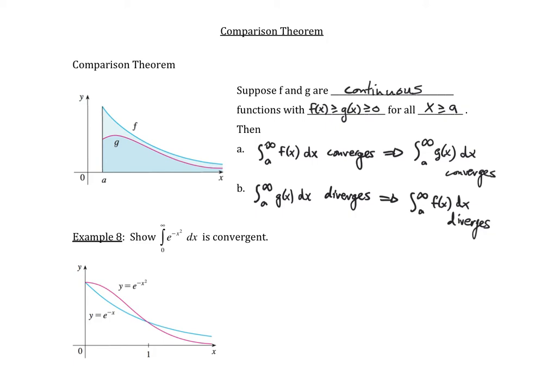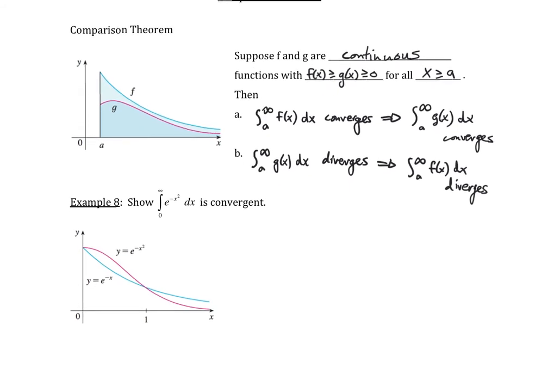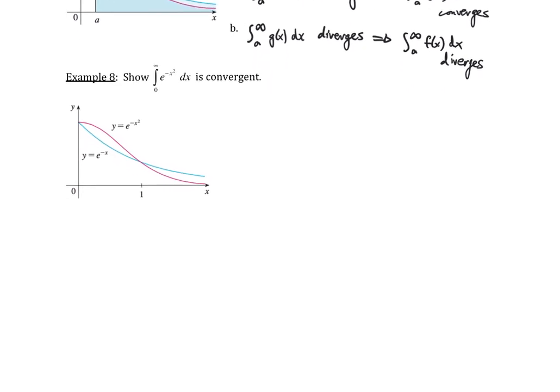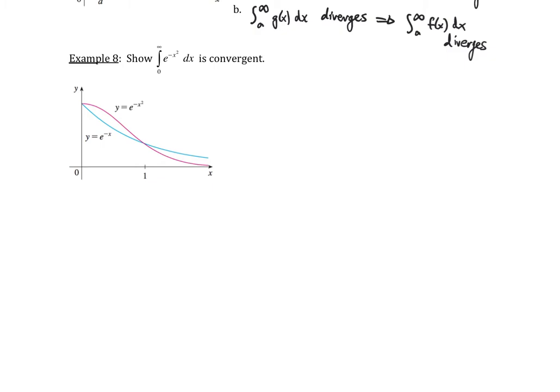Okay, so let's take a look at an example, example 8, and we'll see how this works. The first thing we're going to do is take a look at our integral. We're going to go from 0 to positive infinity. We're going to integrate this function e to the negative x squared. So that's this function over here in red. And the very first thing we're going to do is cut it at 1. So I'm going to draw a little line here at 1 like this.